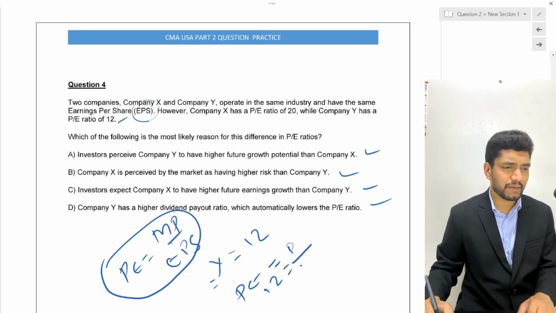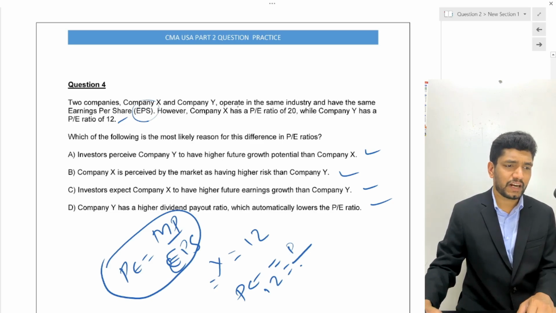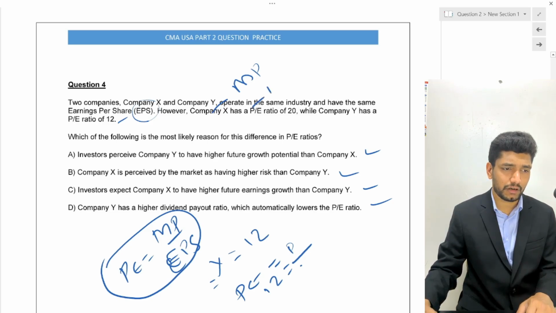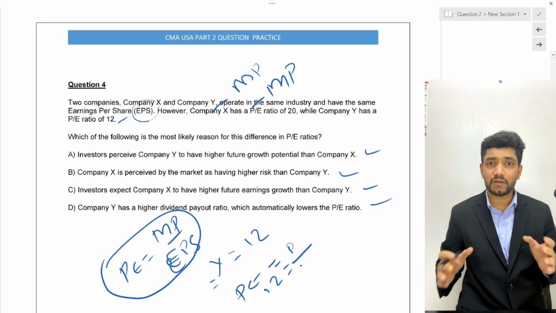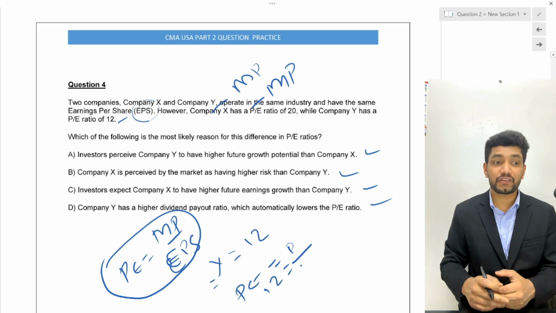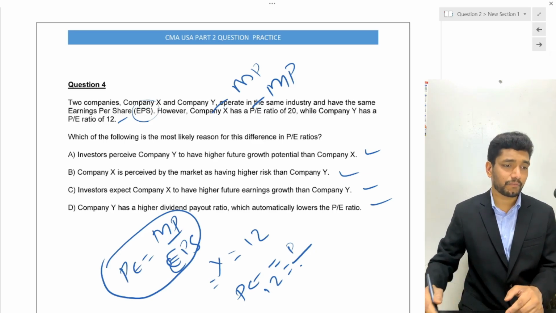So here it's clearly mentioned that earning per share is the same for both companies. Again, the PE ratio is already given. So now the PE ratio is impacted only by the market price per share. So we can understand that company X has a higher market price than company Y. Company Y has a lesser market price per share. So both companies have the same earning per share, but company X's market price is higher than company Y's.